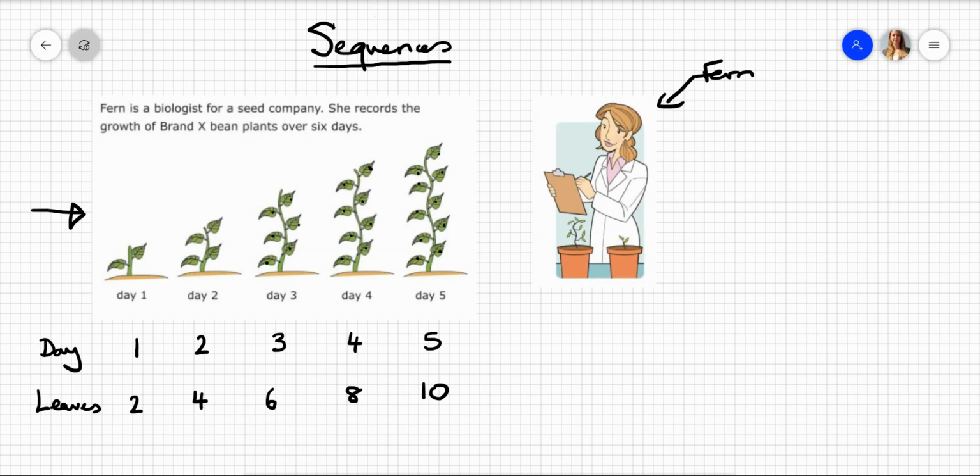Now it says she records the growth of the bean plants over 6 days. We've only got up to day 5, but we could start to see a pattern in the number of leaves on these plants. And so we could have a guess as to what the sequence of the number of leaves is. Can you see what the sequence might be, or what the pattern might be?